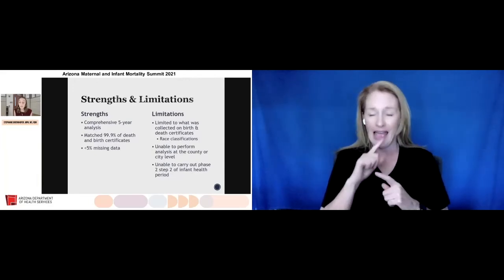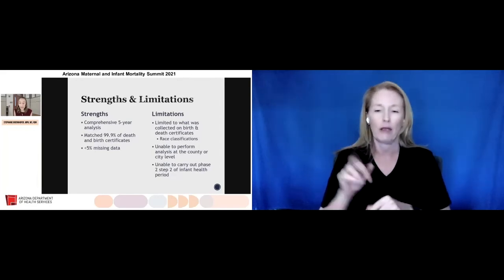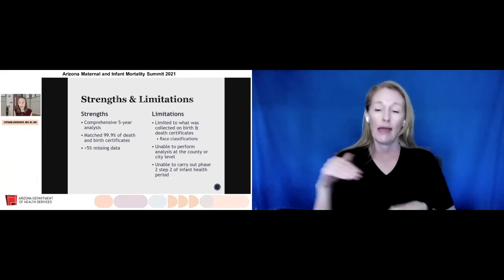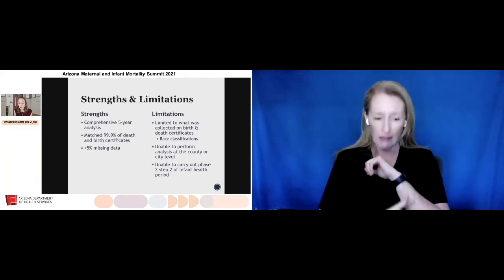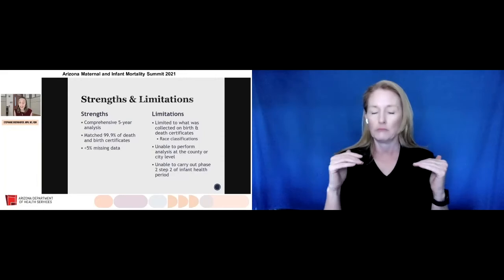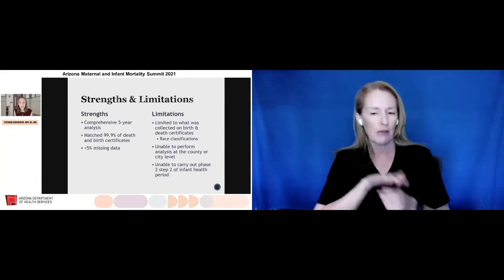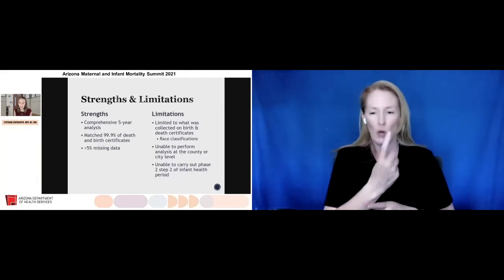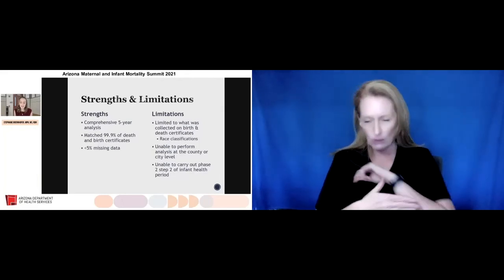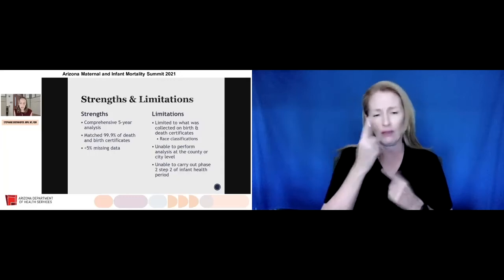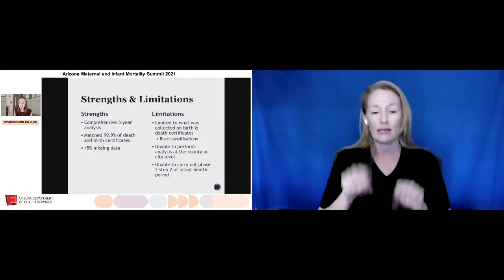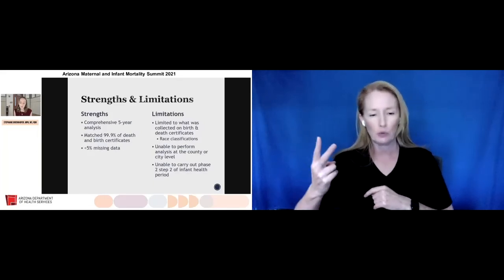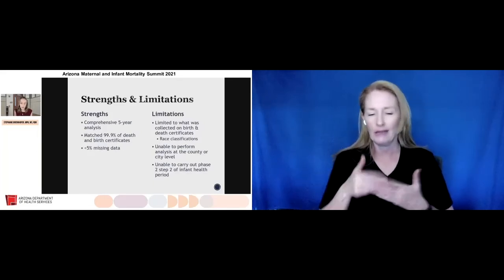And typically, we would have conducted this analysis at the county or city level, as that's what it was designed for, but there actually were not enough deaths for us to be able to conduct phase 1 and phase 2 fully in either one city or one county, which is actually a good thing if you think about it. And finally, we were unable to carry out phase 2, step 2 of the infant health period, as we were unlikely to have further information on the infant sleep environment.